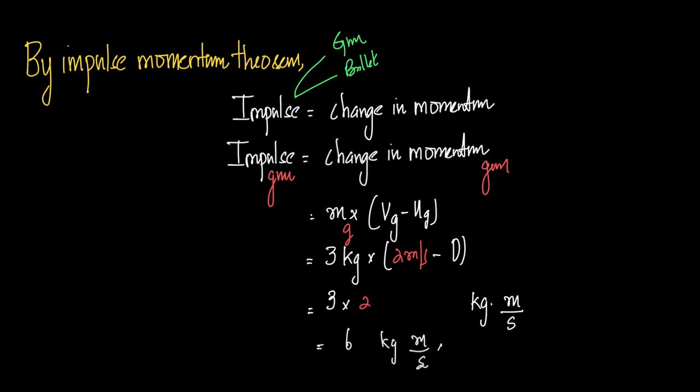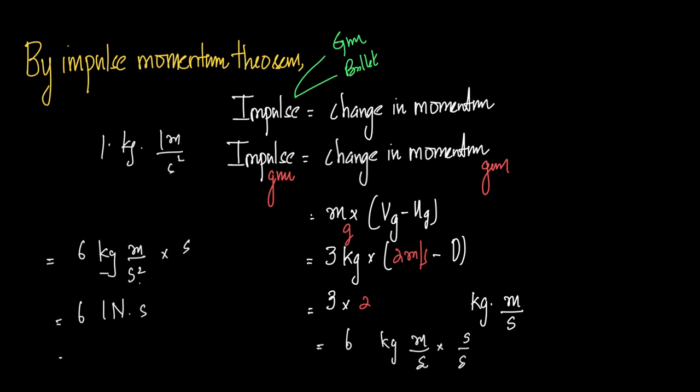So if I multiply this by second and divide it by second, I can write this further as 6 kilogram meter per second square into second, right? Now what is kilogram meter per second square? Kilogram meter per second square is nothing but 1 Newton. So this is 1 Newton into second, and therefore we have 6 Newton second as the option.